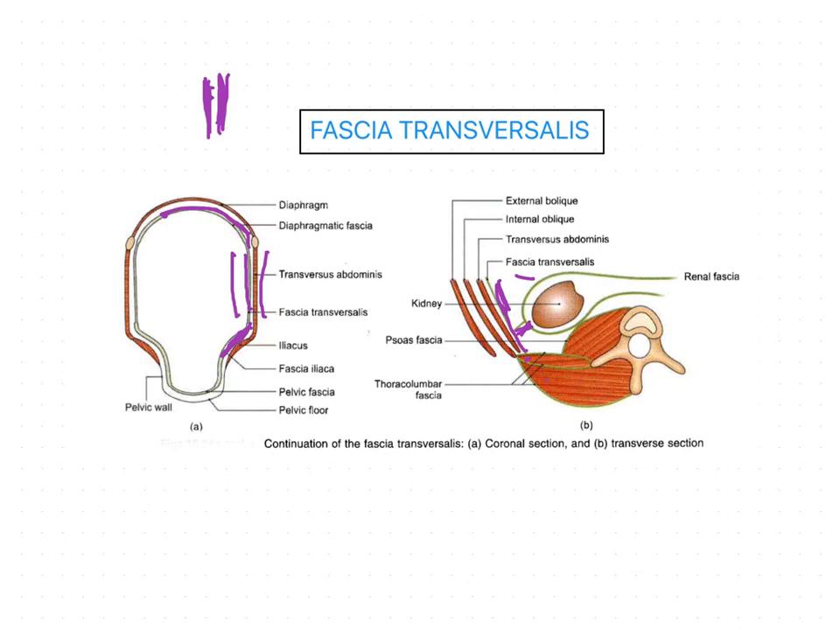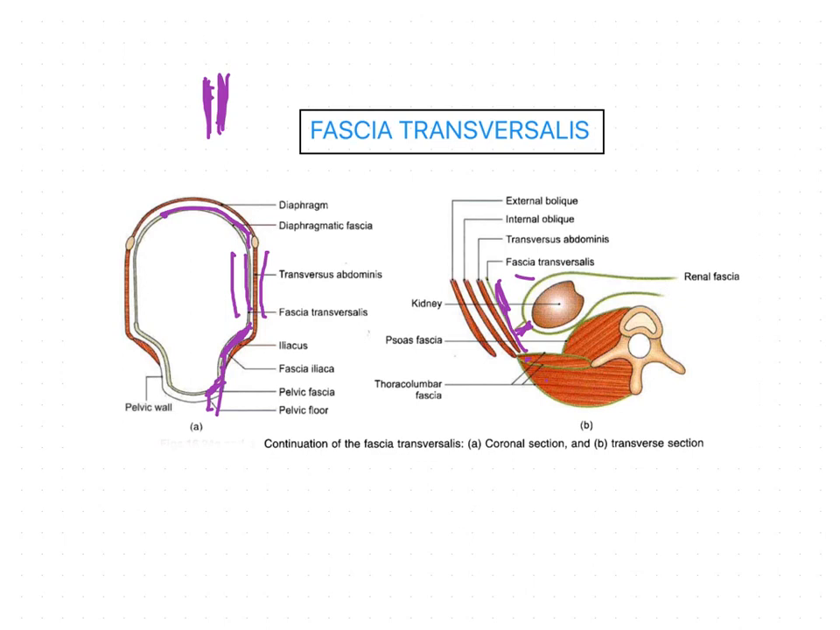Medially, it is attached to the pubic tubercle, the pubic crest and the pectineal line, and part of it is prolonged into the thigh as the anterior wall of the femoral sheath. So this is the extent of the fascia transversalis.